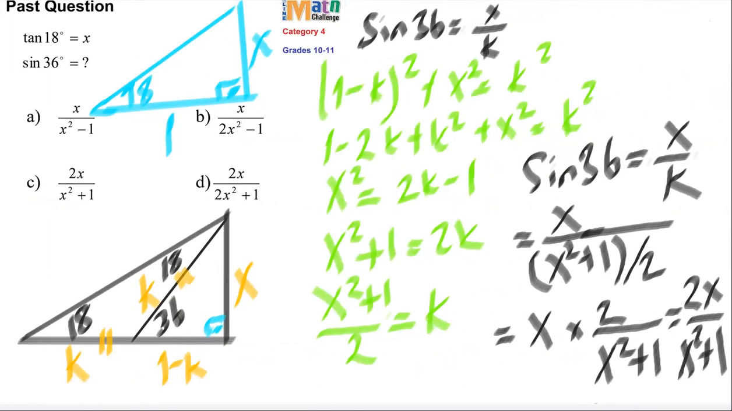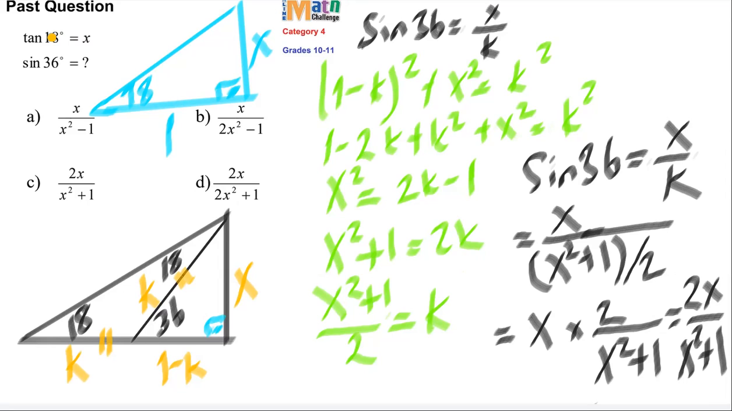And our final question. Here the question gives tangent 18 as x and asks for sine 36 in terms of x. To solve this question, I used double angle formulas at first. I wanted to use them, but it seems like it is getting complicated. So I didn't continue that one, and I used this method.